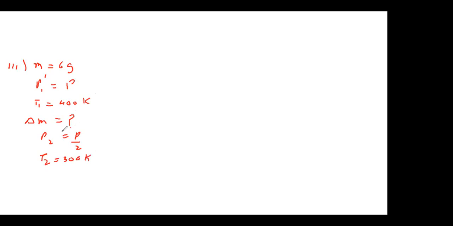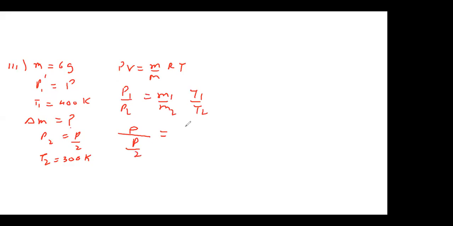Again the same gas related problem. Is the cylinder same or different in which the hole is made? Same sir. So will volume be same or different? Same, sir. So PV equals given weight upon molecular weight RT. So P1 upon P2 is M1 upon M2 into T1 by T2. First pressure P upon second P by 2. M1 is 6, M2 I don't know.